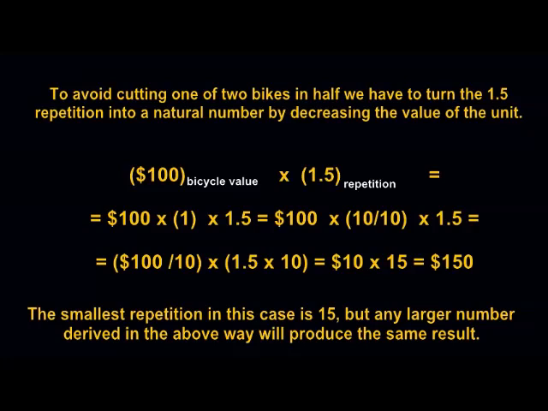The bicycle of $100 value times 1.5 equals $100 divided by 10 times 1.5 times 10 equals 10 times 15 equals $150. The smallest repetition in this case is 15, but any larger number derived in the above way will produce the same result.